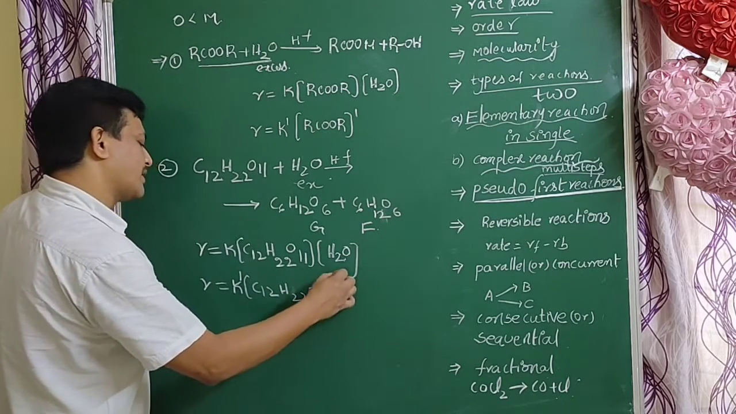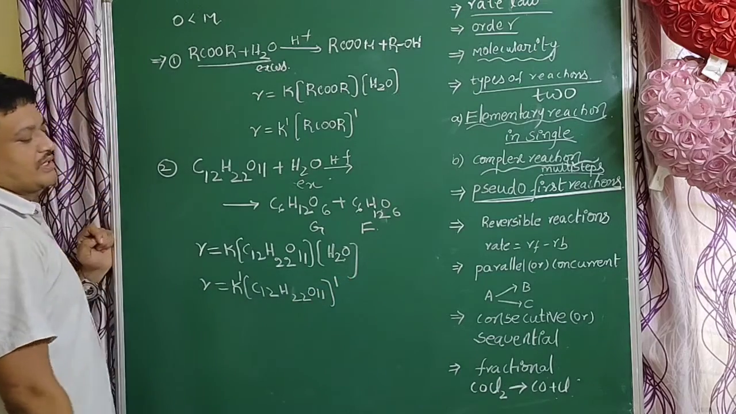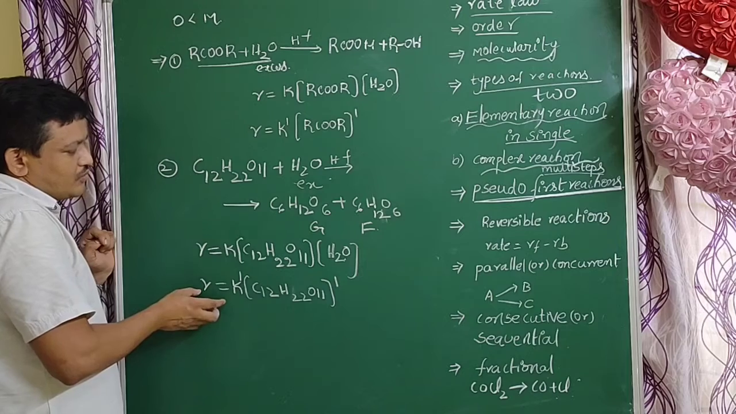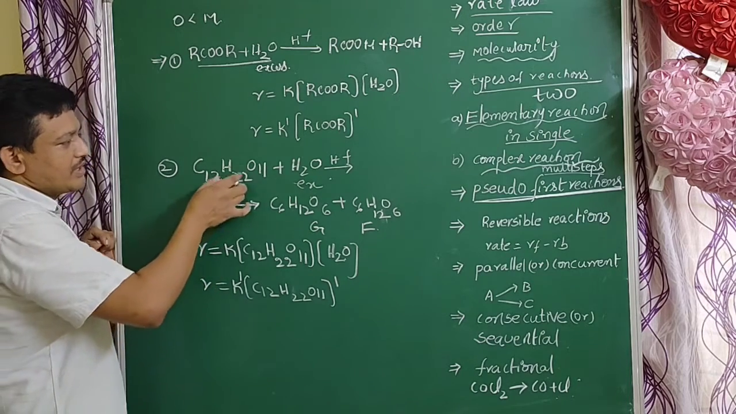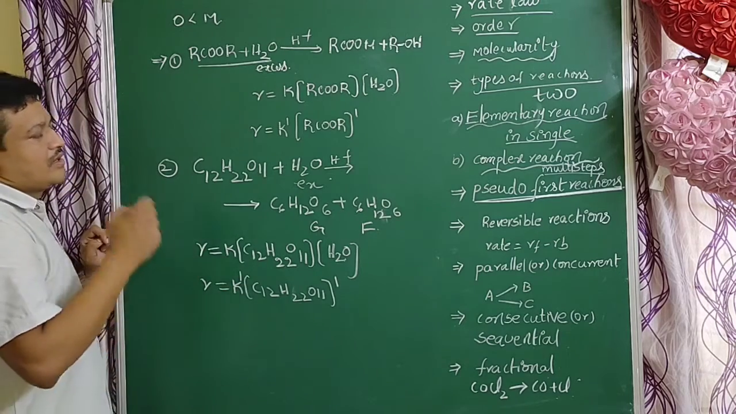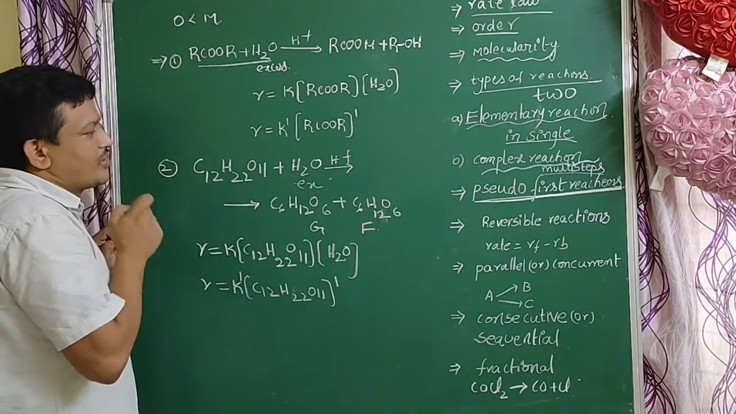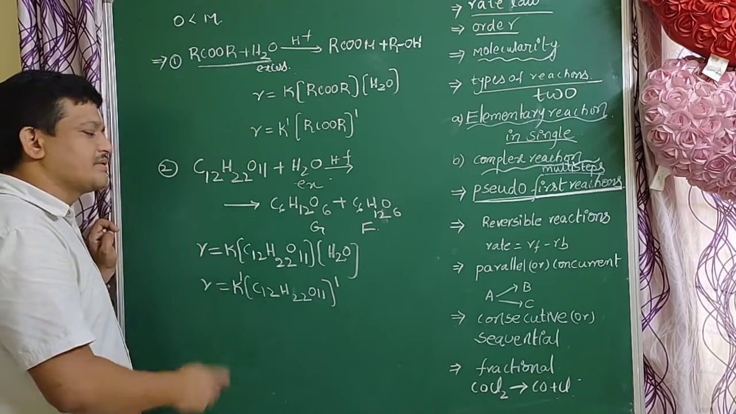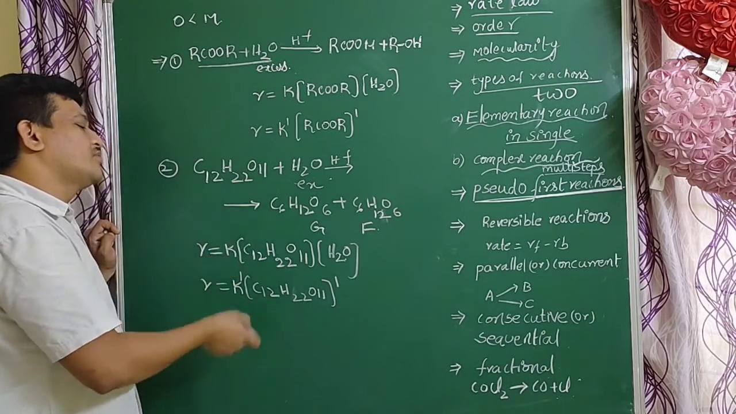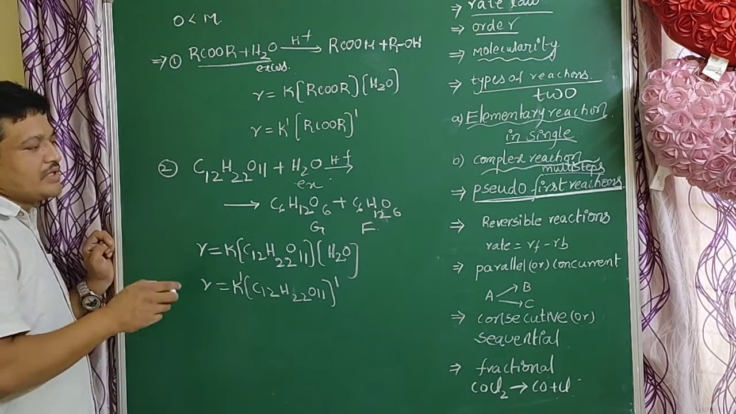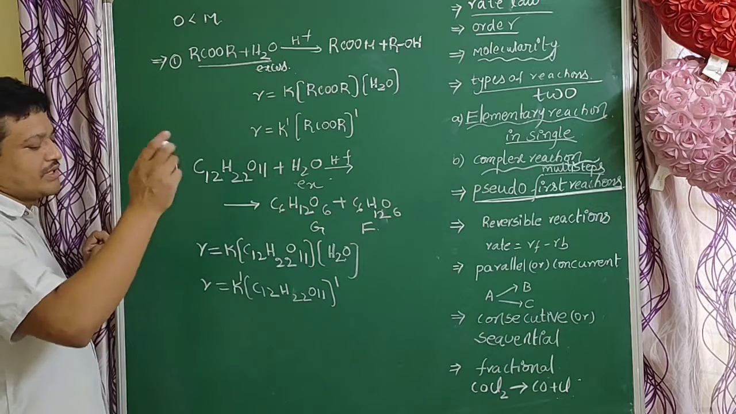So the order of the reaction is 1. This type of reaction is called a pseudo first order reaction. Molecularity is 2, but order of the reaction is 1. Order of the reaction is less than molecularity. That type of reaction is called a pseudo order reaction. Here molecularity is 2, but order is 1, so the order of the reaction is 1, that's why pseudo first order reactions.